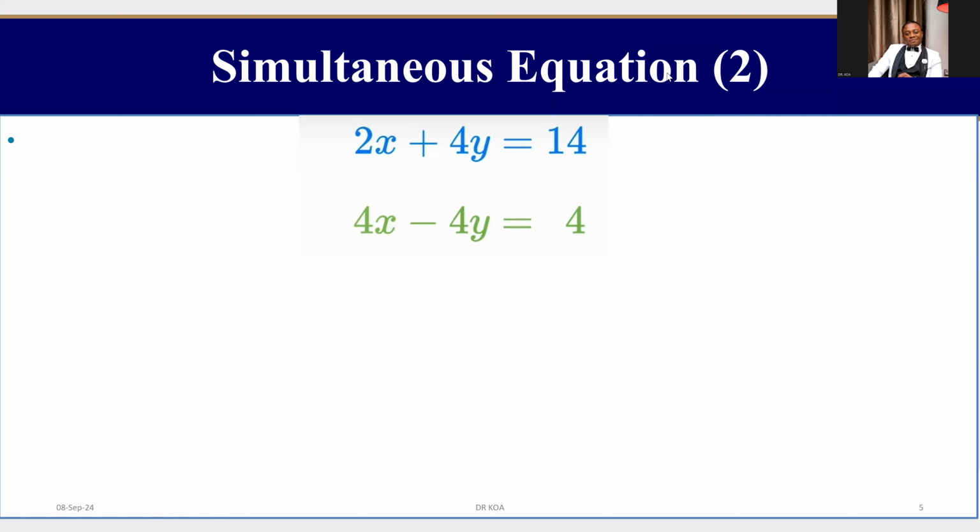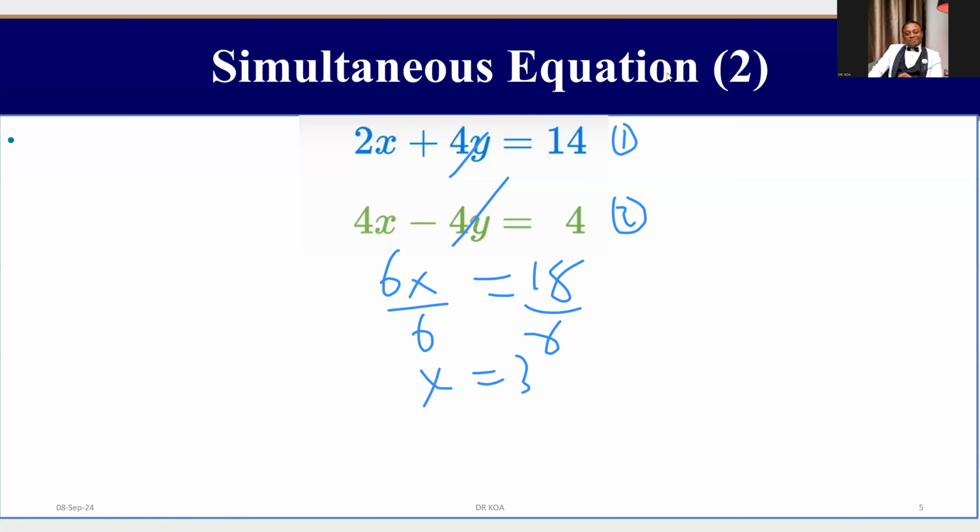Because in the elimination method, if this is your equation one, and this is your two, it's easy to get the answers by adding. So you add equation one to two, that will cancel this and that. And you add the 4x to the 2x, that gives you 6x. You add 14 to the 4, that will give you 18. So elimination becomes easier. Divide both sides by 6, x is equal to 3, which is what he said.